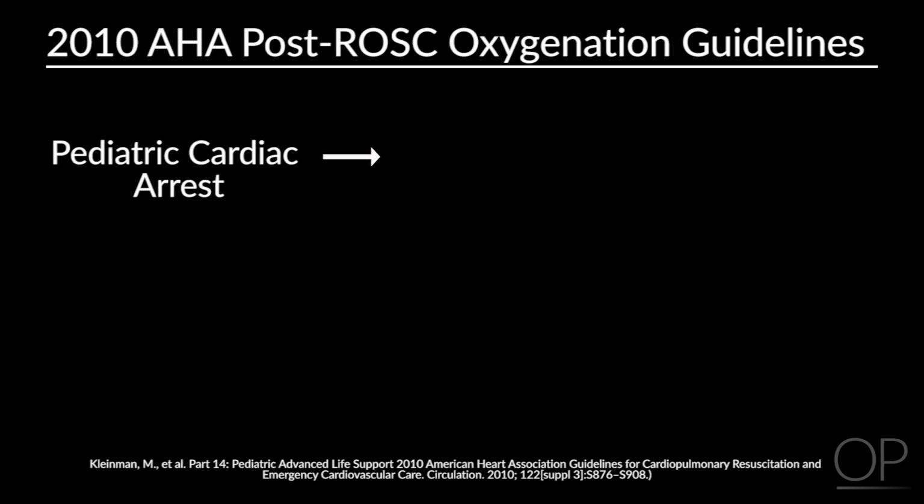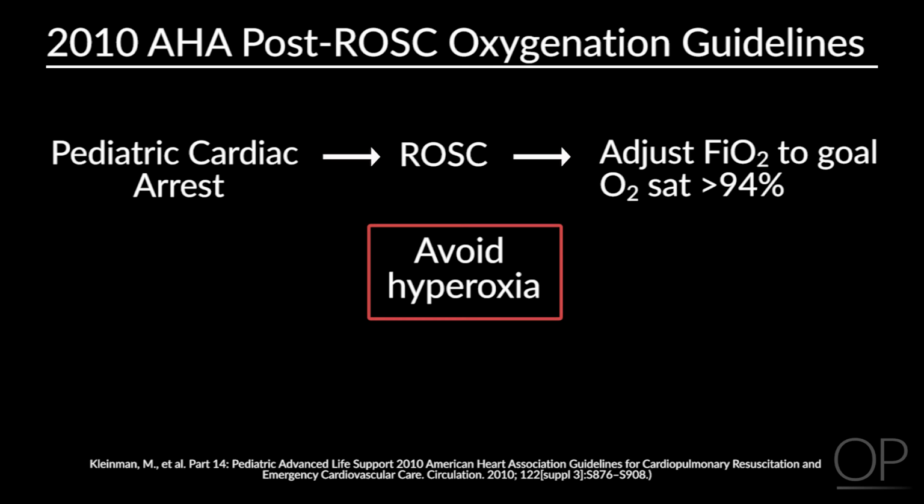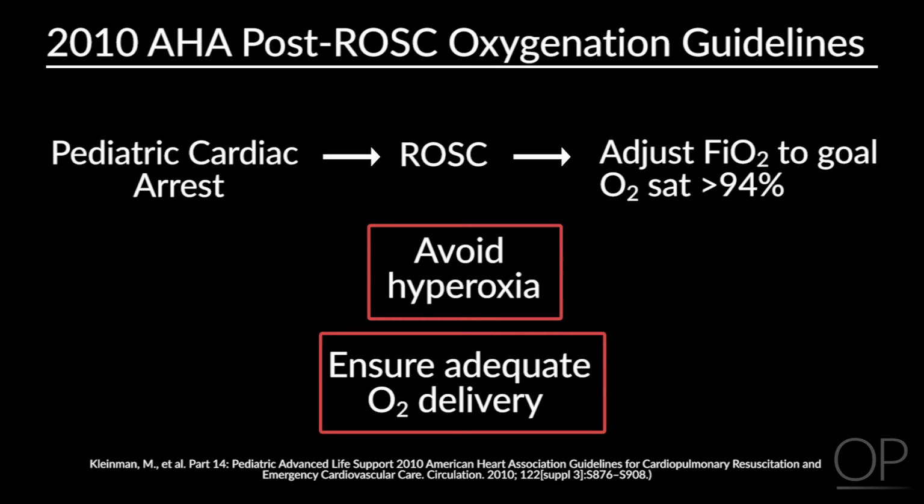So in 2010, based upon the early release of this data, consensus of experts led to this guideline, which was basically, once ROSC is achieved, adjust the FiO2 to the minimum concentration needed to achieve a transcutaneous or arterial oxygen saturation of at least 94%, with the goal of avoiding hyperoxia while ensuring adequate oxygen delivery. So bottom line, wean the FiO2 from a saturation of 100% and maintain the sats over 94%. That study suggested that we should be targeting a lower oxygen saturation, and avoid high saturations.